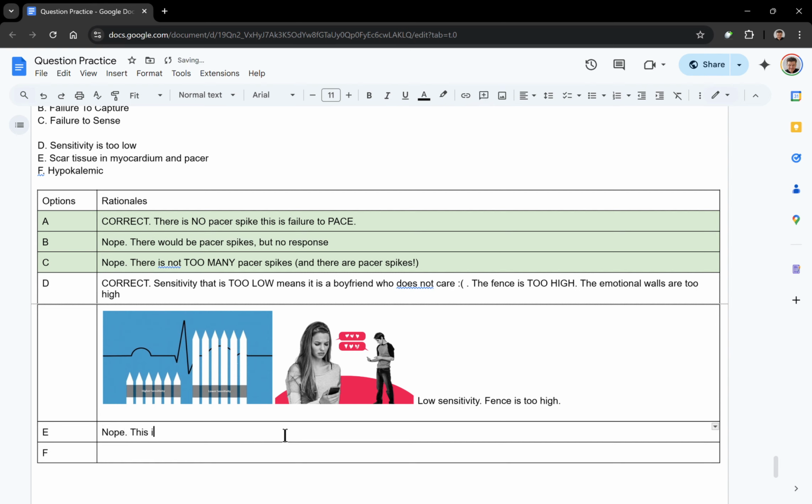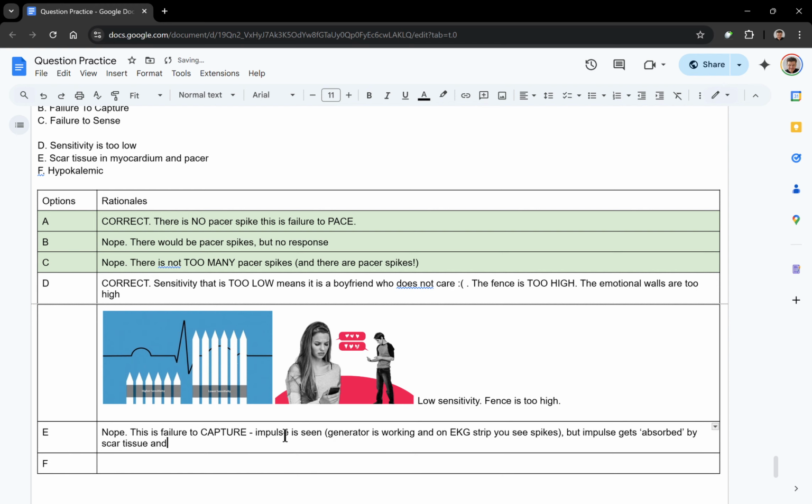Okay, and then E, scar tissue in the myocardium. Nope, this is failure to capture. Right, failure to capture, right? The impulse is seen, the generator is working, and on the EKG strip you see spikes, right? But the impulse gets absorbed by scar tissue and doesn't capture the heart. Does that make sense?